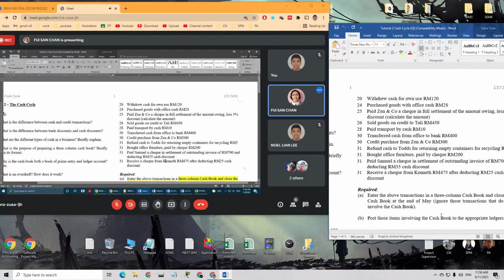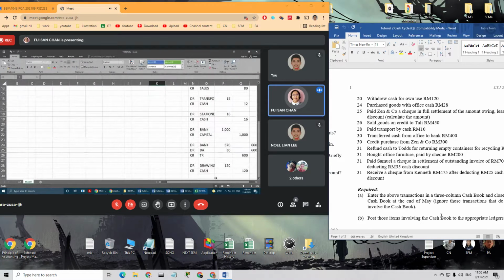Office cash. So are you going to put here office cash? Oh, isn't that petty cash book? No, office cash is actually cash in hand. Yeah, you can put it here. It's actually cash in hand. Okay, so it's an office cash.